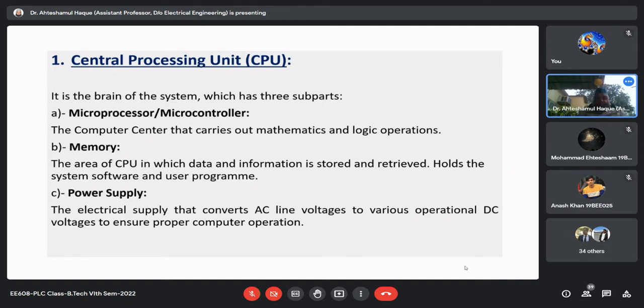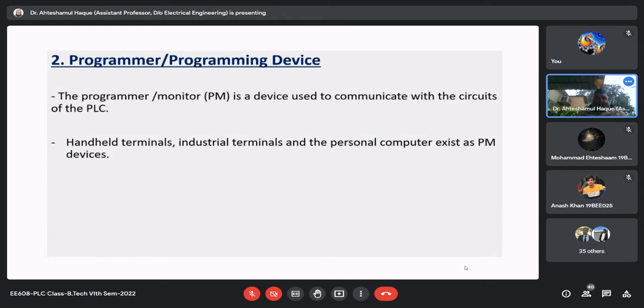So in PLC, if you are asked what the CPU is, you have to elaborate that the CPU for a PLC has three components: the microcontroller or microprocessor, then memory, and then power supply. Once you have the CPU, then you need to have a programming device.